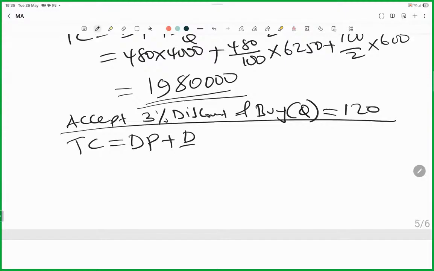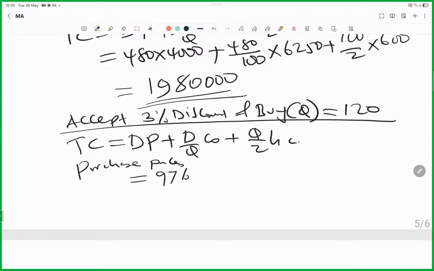DP plus D over Q CO plus Q over 2 HC. Now give me the purchase price. You see we are knocking off 3%. It will be 97% of how much here, somebody? Of 4,000. 3,880.